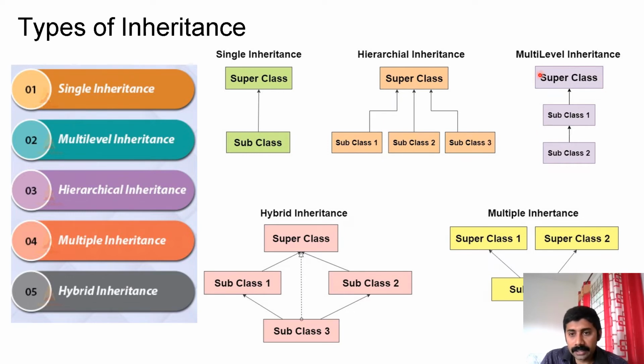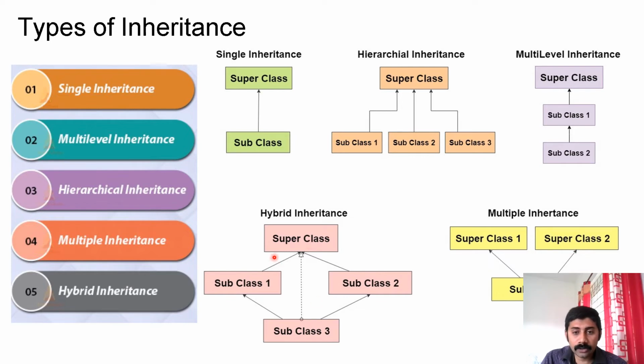In multi-level inheritance, there will be a superclass. From the superclass, another derived class will be created. From that derived class, again we will derive another derived class. So this inheritance level will continue. This is multi-level inheritance. In multiple inheritance, there will be two superclasses. There will be two parents for one derived class. So for the subclass, there will be two superclasses. So this is multiple inheritance.